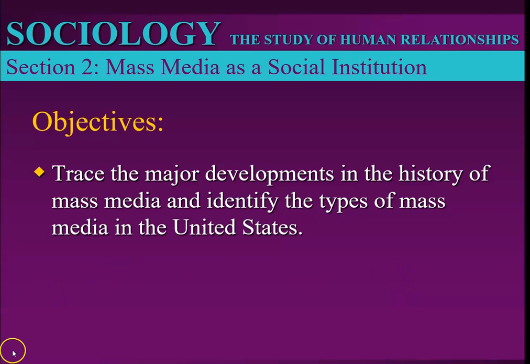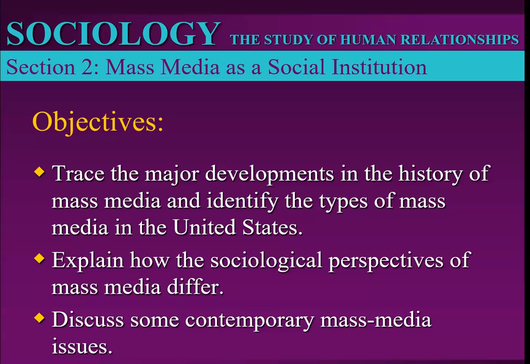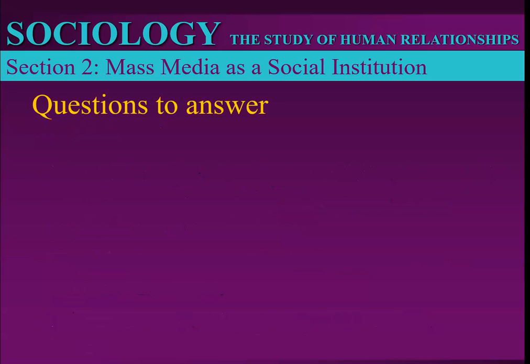Section 2, the mass media. Our objective is to trace the major developments in the history of mass media and identify the types of mass media in the United States. Then we'll explain how sociological perspectives of mass media differ and discuss some of the contemporary mass media issues.